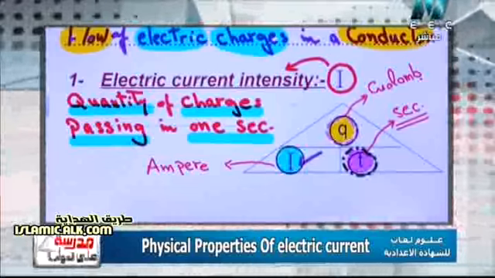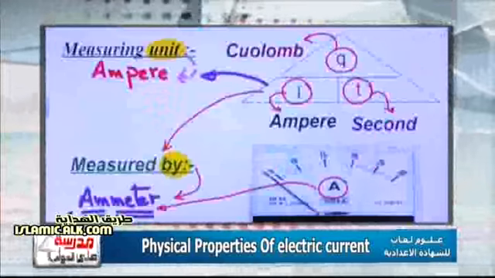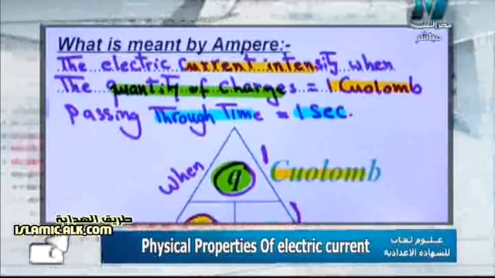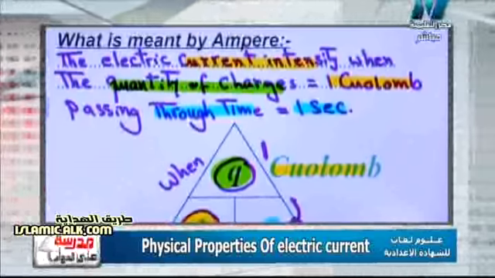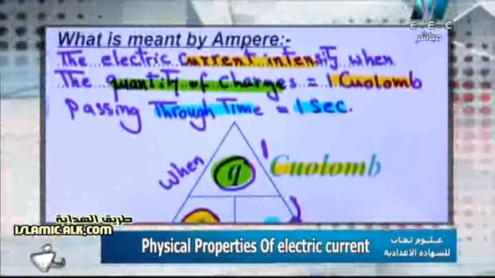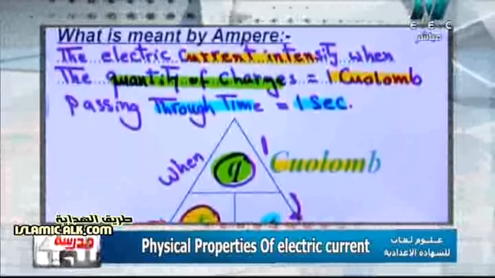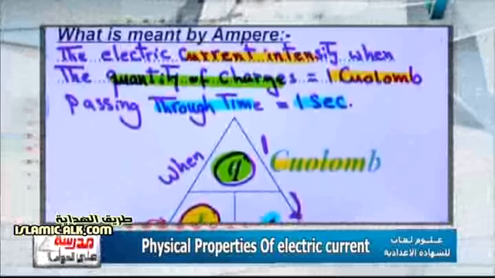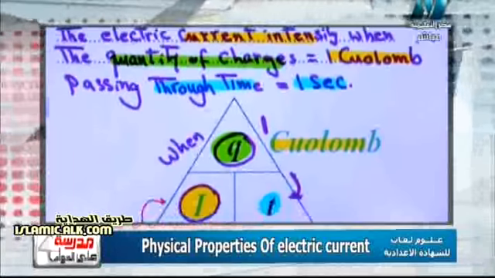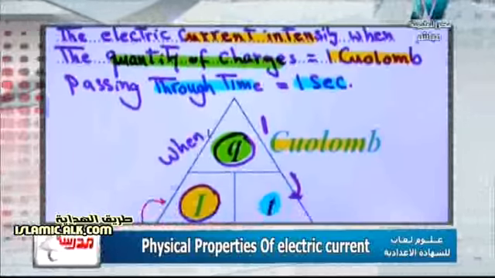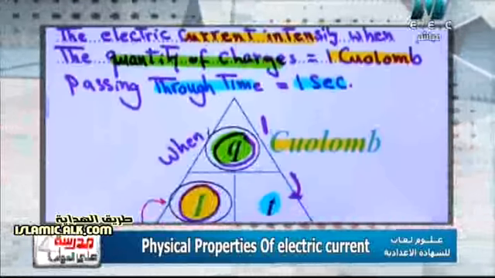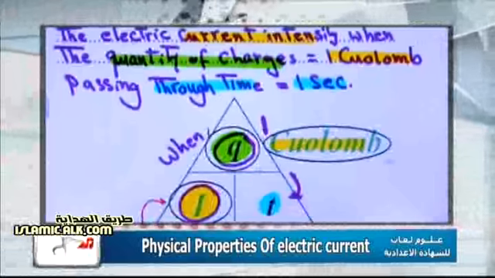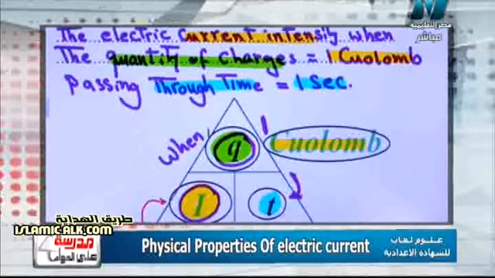Equal 1 second. But if we want to define what is meant by ampere, we know ampere is the measuring unit of electric current intensity, but we should define it when someone asks me, and I must build it from the triangle as well. I say, it is what?